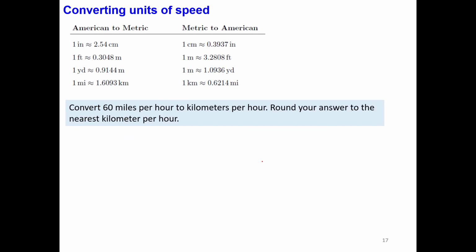Now this is the last problem. Now we want to convert units of speed. Yes, from one system, from the American system to the metric system, or from the metric system to the American system. And in this case, we want to convert 60 miles per hour.